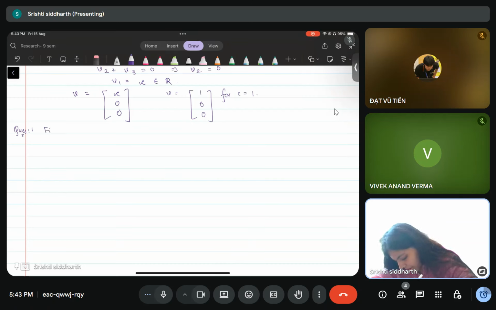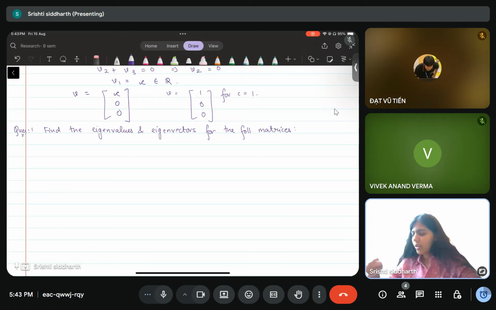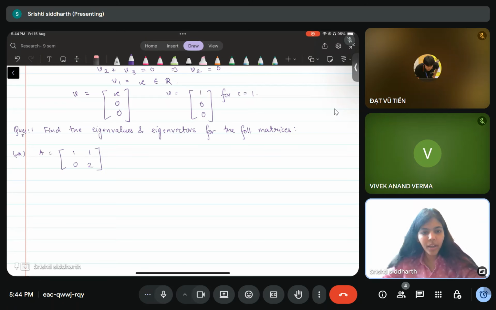Right. So find the eigenvectors and eigenvalues for the following matrices. So the first one is A equals [1, 1; 0, 2]. So only two eigenvalues, that would be a simpler case. So the characteristic equation is, let's say this is the determinant of A minus lambda I equals 0.